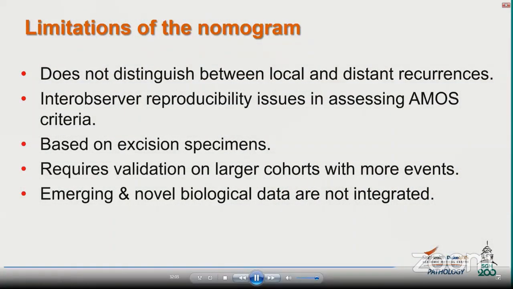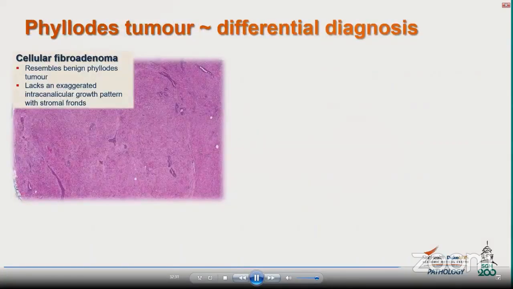Limitations of the nomogram are the following. It does not distinguish between local and distant recurrences. There are inter-observer reproducibility issues in assessing the Amos criteria. It is based on excision specimens and would still require validation in larger cohorts with more events. Emerging and novel biological data have not been integrated into this nomogram.